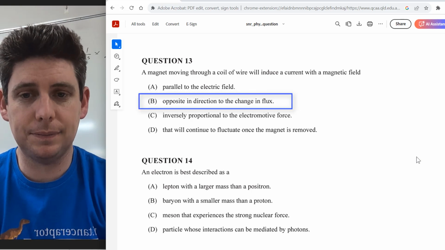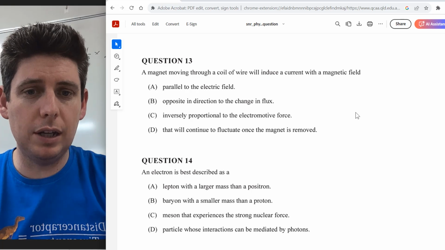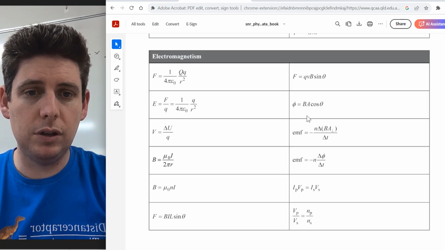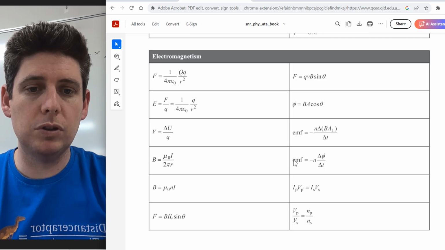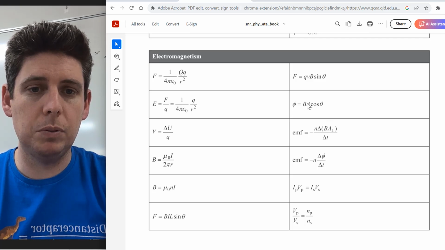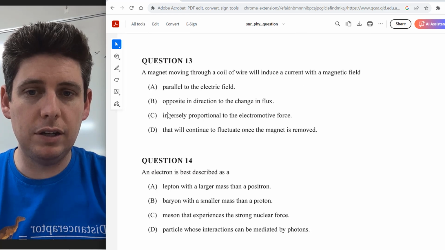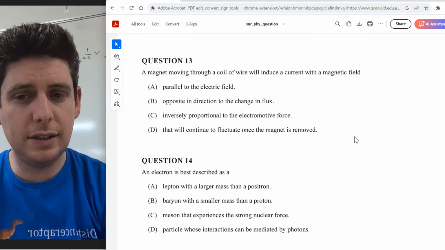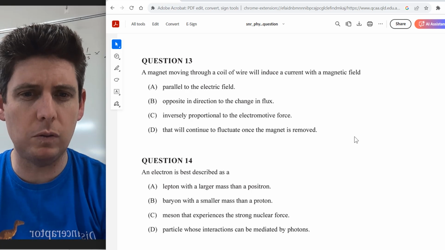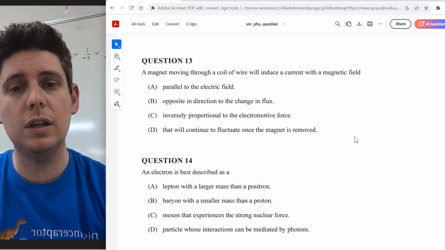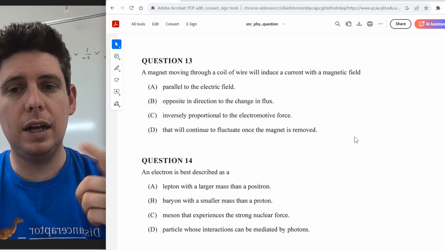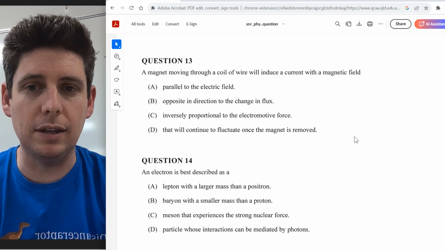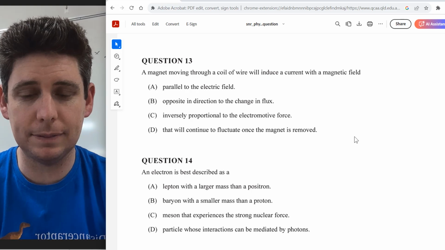So B is correct. It's not inversely proportional to electromotive force. If you look at these ones here, there's no flux proportional to EMF, flux proportional to magnetic field. So they're not inversely proportional. And D, that will continue to fluctuate once the magnet is removed. So once it's removed, it's done. If you keep pulling the magnet in and out, it will fluctuate, but once the magnet's out, it's done. So that's why B is correct.